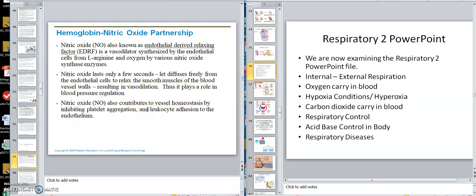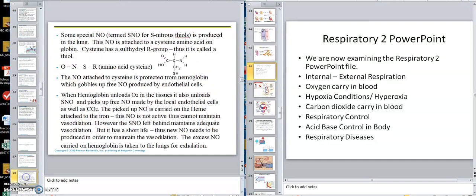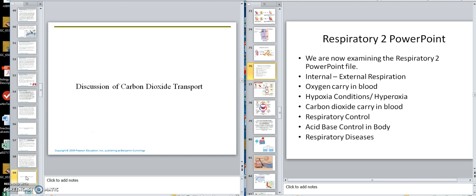As a matter of fact, nitric oxide is really the basis of Viagra in the male, because the erection is caused by vasodilation of the penis to give the erection. And this nitric oxide does that, and that's where the whole Viagra thing comes in. All right, we won't get into all of that there. So now where we are is a discussion of carbon dioxide transport. And what I'm going to do is start a whole new video to talk about carbon dioxide transport, okay?